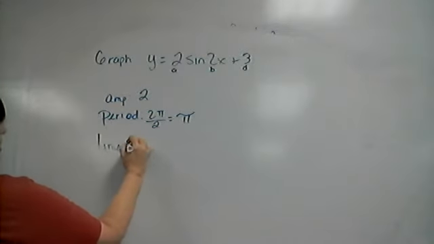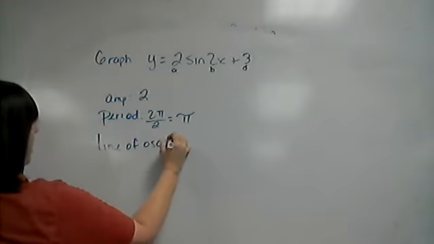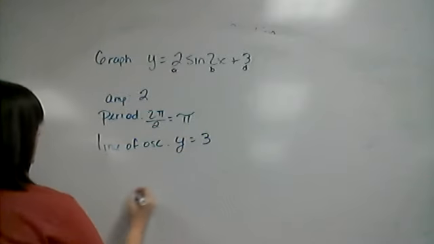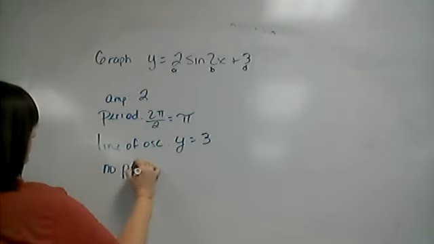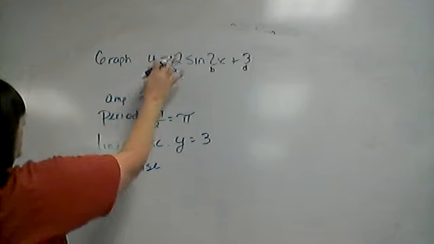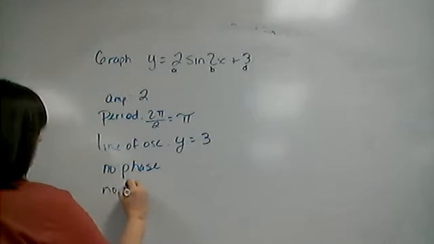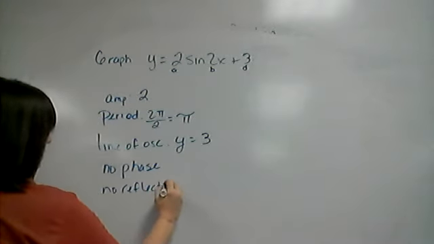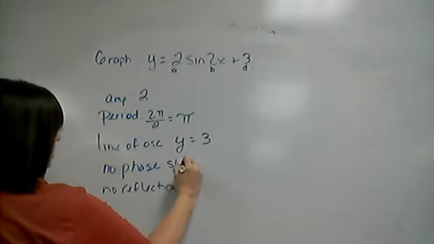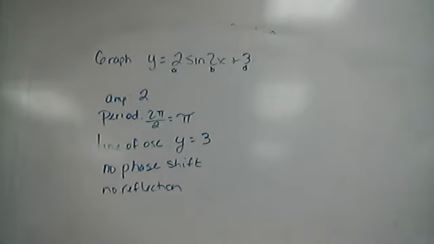My line of oscillation, that's the center of my graph, is y equals 3, no phase shift, and no negative 2, so no reflection. Okay? So no reflection and no phase shift because A is not negative. All right, so we're quickly going to graph this.